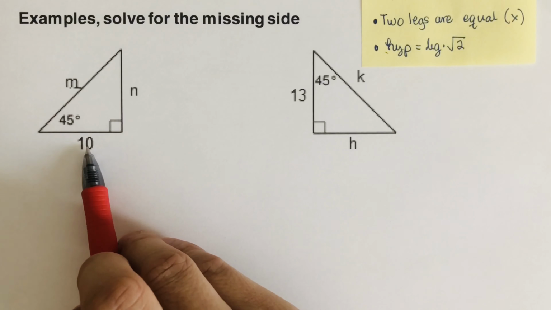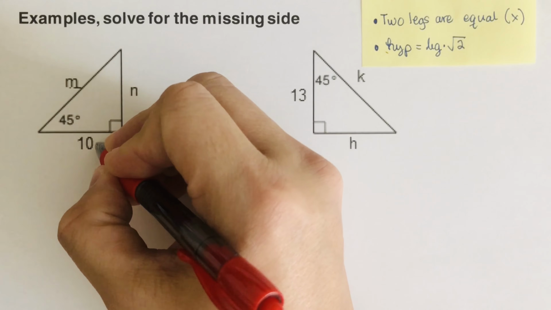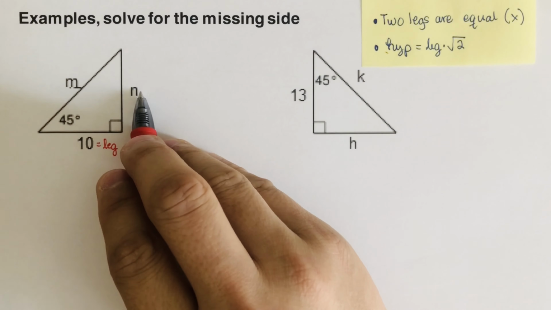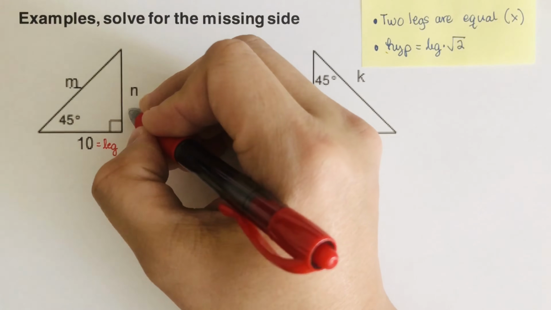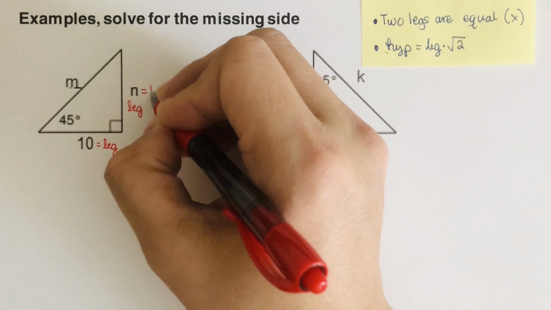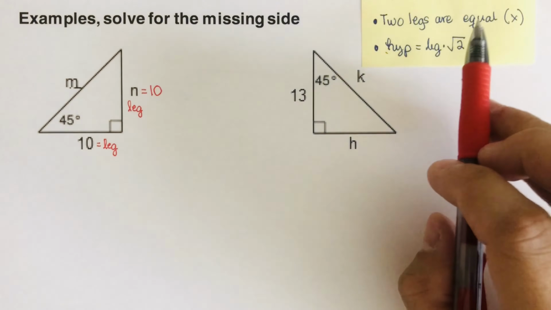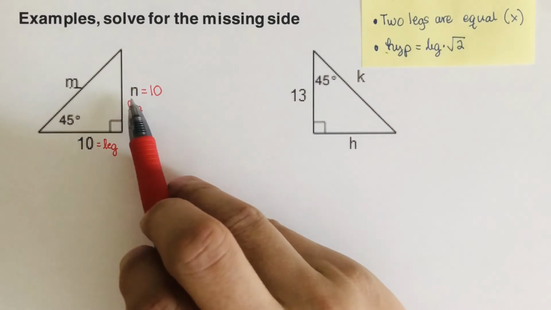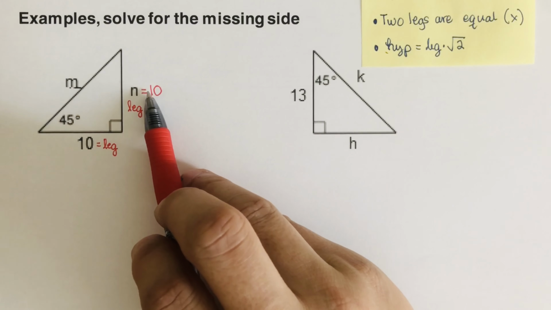First, we know that this side is the leg. Leg is equal to 10. This is another leg, and so the value for this is another 10, because remember, the legs of a 45, 45, 90 degree triangle should be equal to each other. So if this is 10, this is a 10.